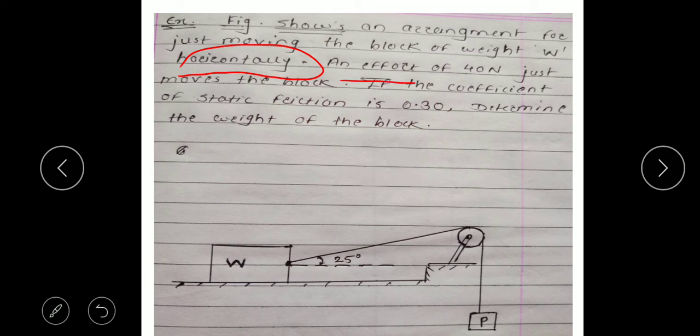So an effort of 40 Newton, so P is given, P is 40 Newton. Newton means the force, the effort we are applying just to move the block. So this is the value of P, because of which this body is going to move. If the coefficient of static friction is 0.30, mu is given, determine the weight of the block. We need to find the block weight, W. So we have the value of P.